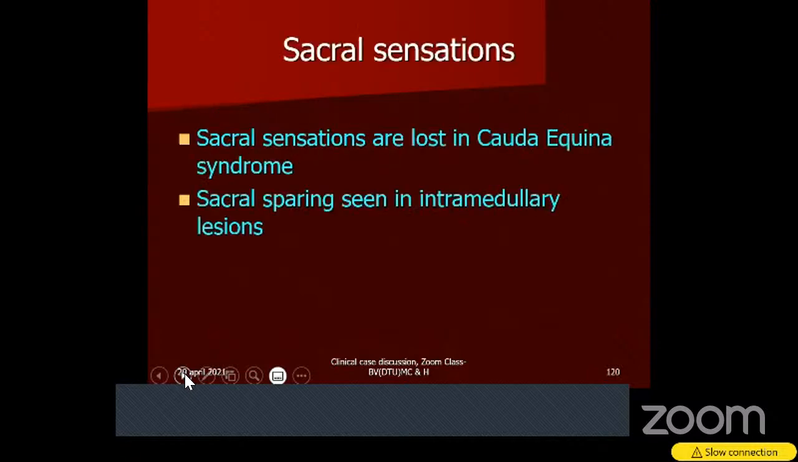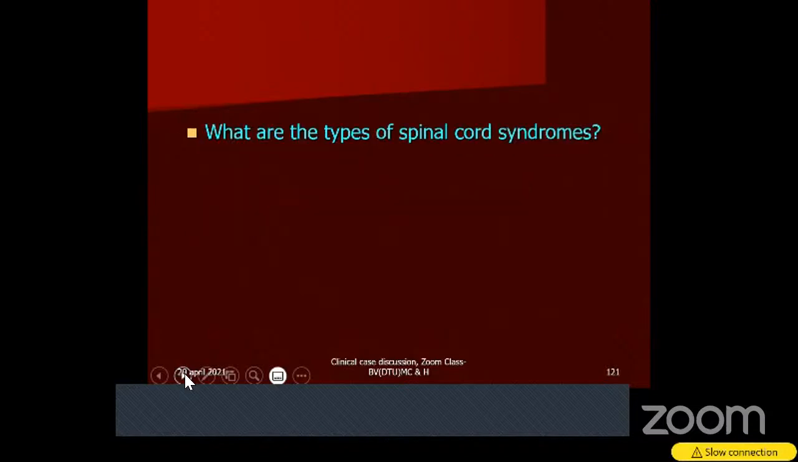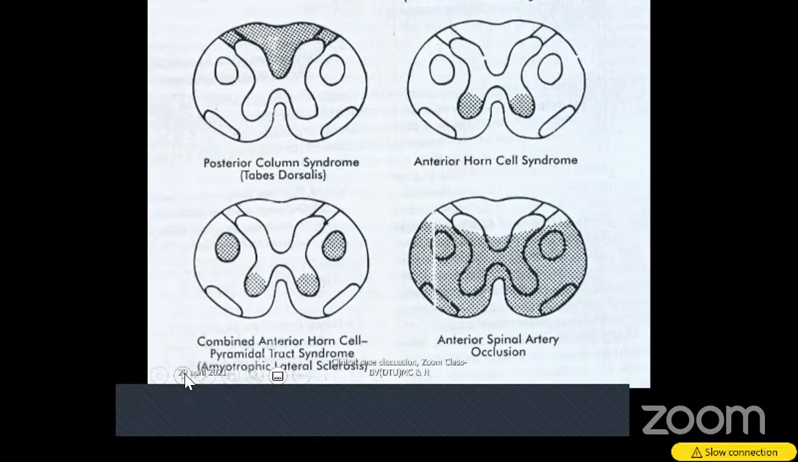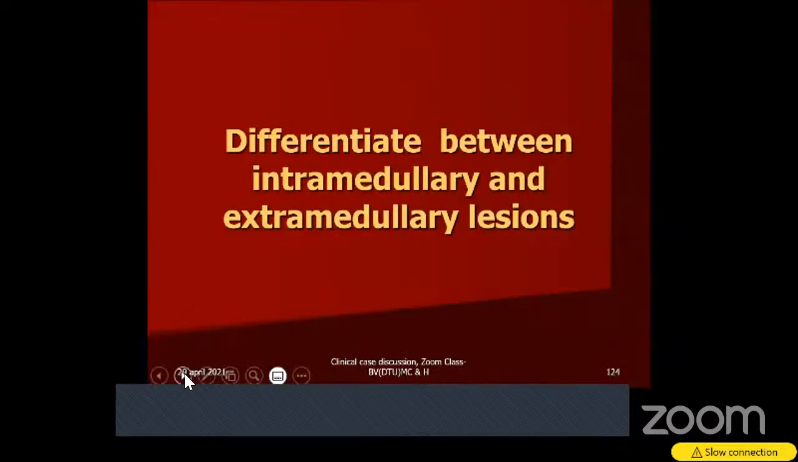What are the types of spinal cord syndromes which we have already seen? You got the complete cord transection, Brown-Sequard, central lesions of syringomyelia, posterior column syndrome, that is subacute combined degeneration with corticospinal tracts, the posterior column syndrome, tabes dorsalis, anterior horn cell syndrome, combined anterior horn cell and pyramidal tract syndrome, that is ALS, anterior spinal artery occlusion. So these are the differences. So differentiate between intramedullary and extramedullary lesions, which we have already studied.